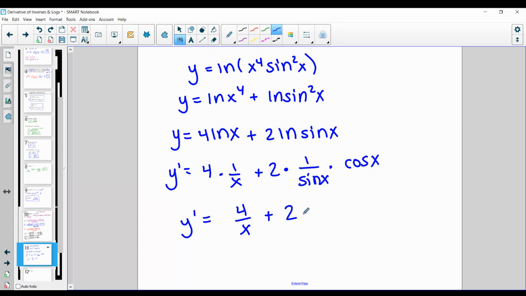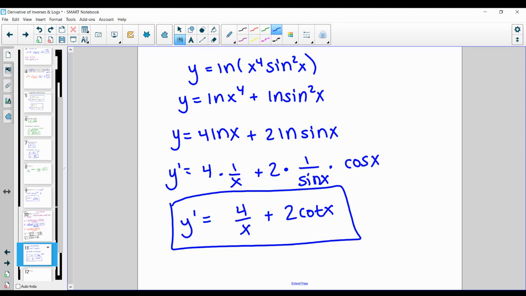which we said before was just cotangent, cotan x. So I get the same answer in a shorter amount of time and shorter steps because we recognized that we could use the properties of logs in order to expand this and write it in a different way.